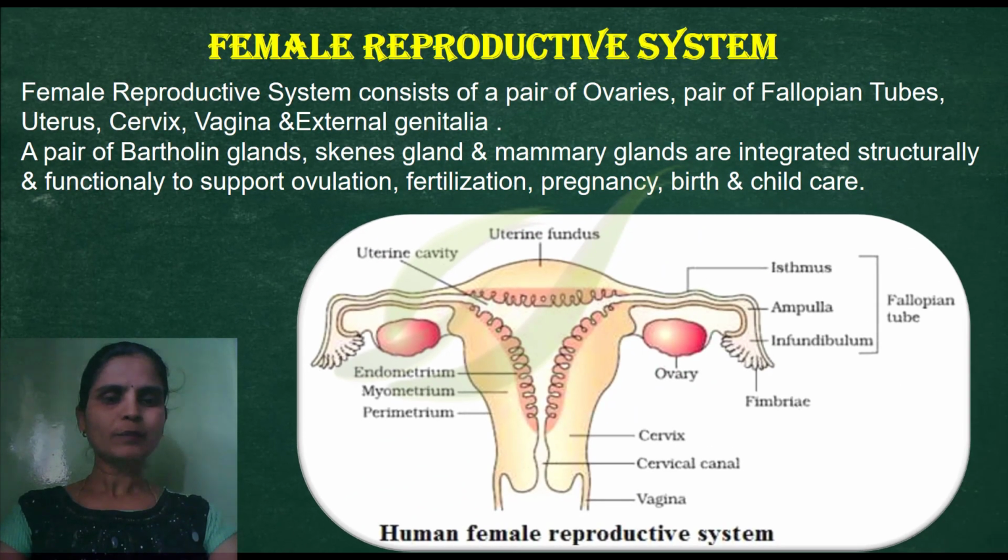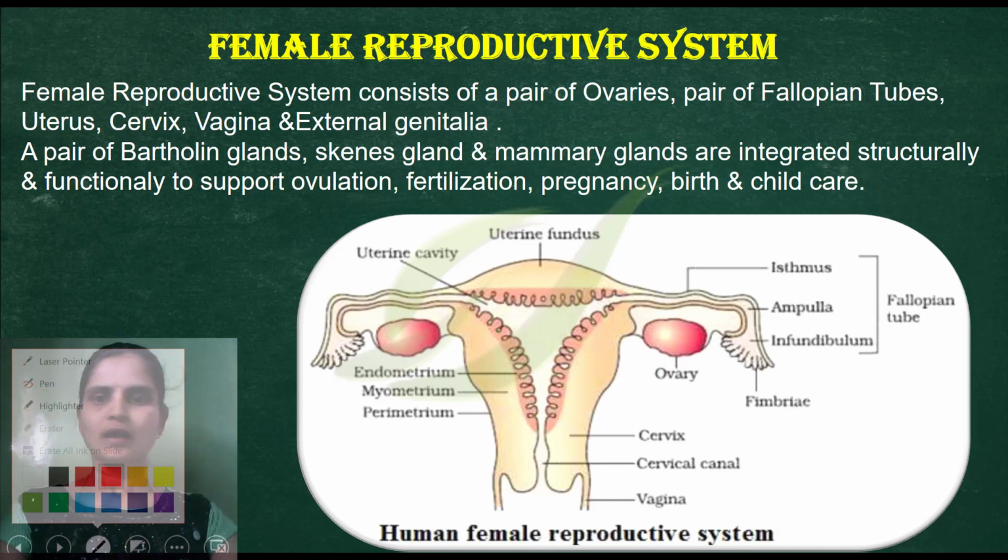In this session, we are going to discuss the female reproductive system. The female reproductive system consists of a pair of ovaries, a pair of fallopian tubes, uterus, cervix, vagina and external genitalia.